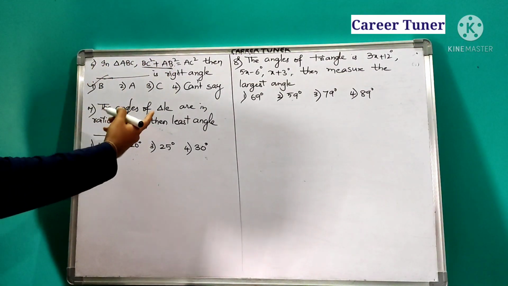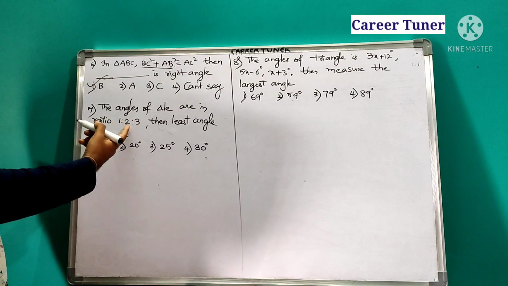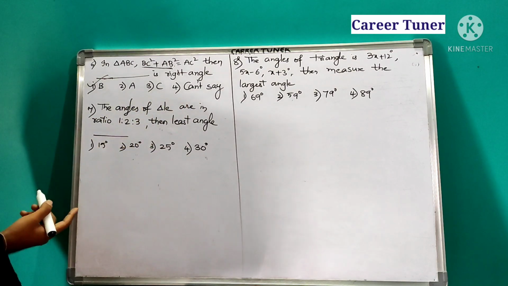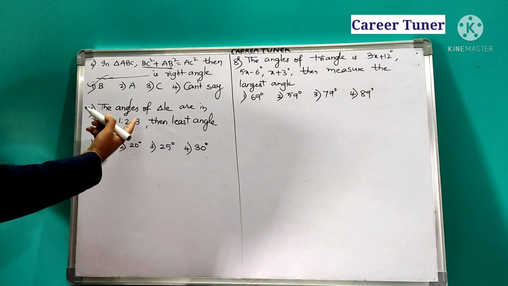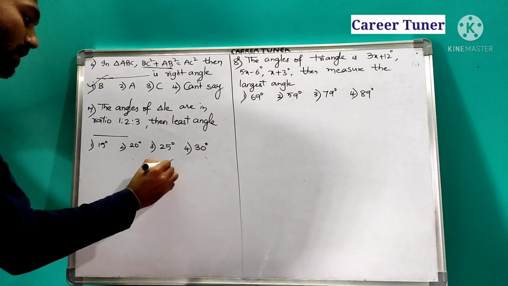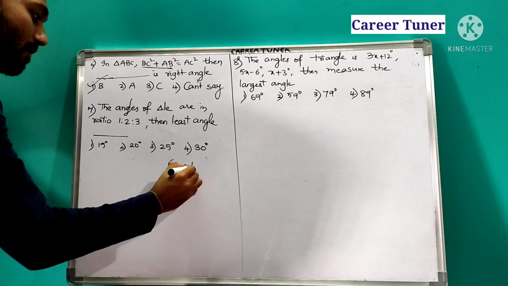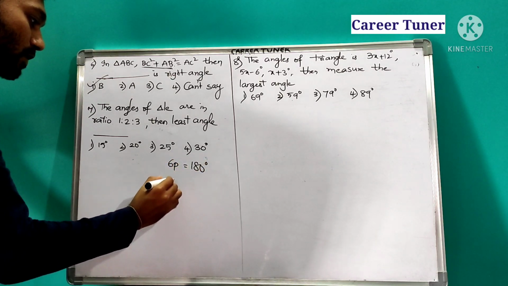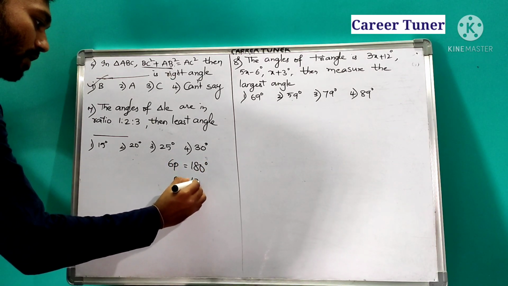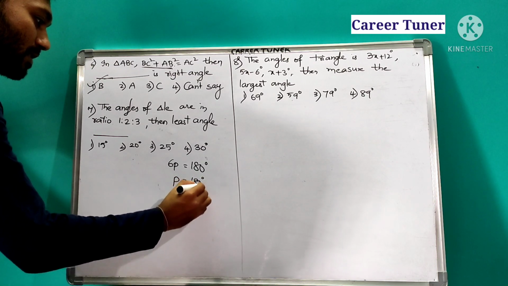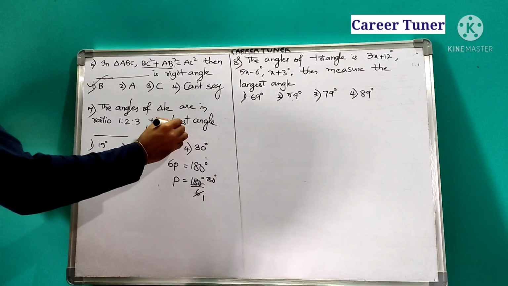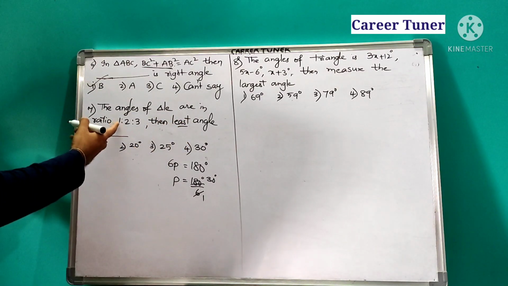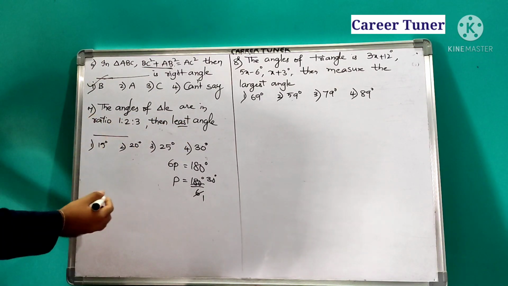Next, the angles of a triangle are in the ratio of 1:2:3, then the least angle. How many parts is it becoming? 1 plus 2 is 3, 3 plus 3 is 6 parts. We know that the sum of the angles, 6 parts, is equal to how much? 180 degrees. So 1 part is equal to what? 180 degrees divided by 6, ones are 6, will go 30 times. So 1 part is 30 degrees. Then what are they asking? Least angle. Least angle is how many parts? 1 part only.